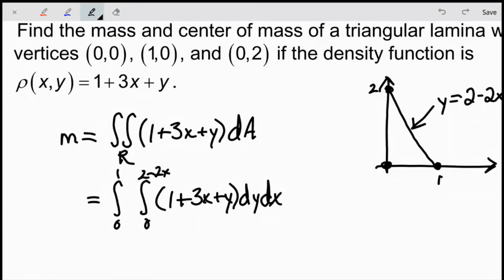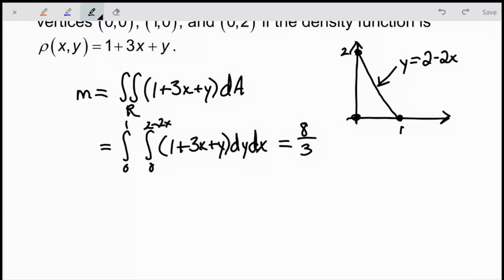When we get to the point in the problem where we've got these set up, I'm not going to go through solving these integrals anymore. I'm going to assume you know how to solve these at this point. So we'll go through the setups, and then I'll jump to the solution. It turns out our mass here is 8/3. Now let's take a look at finding the actual center of mass.